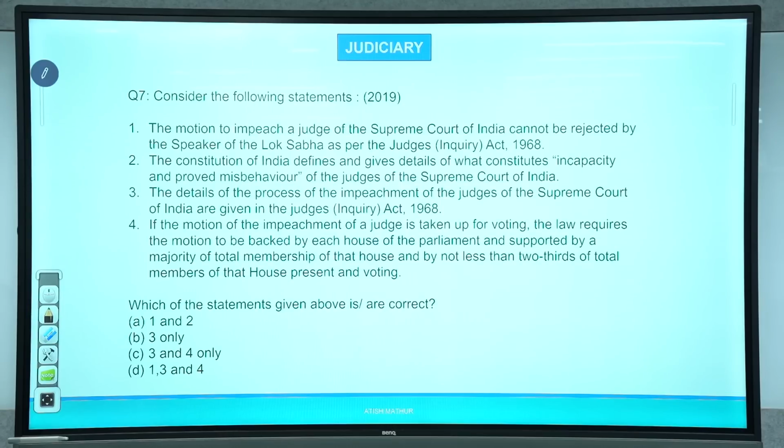We just had to sit back and not get overwhelmed with the length of the question. Every word has to be read very carefully. So the answer should be C, 3 and 4.